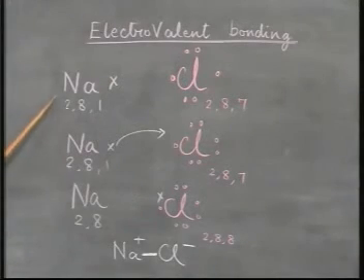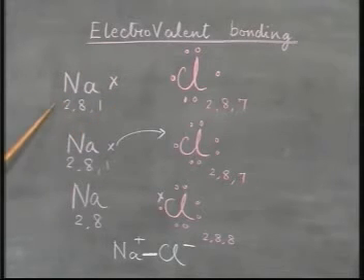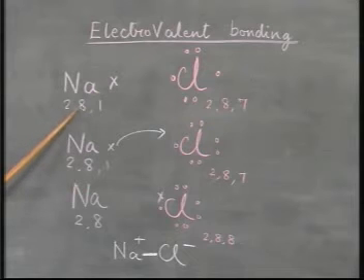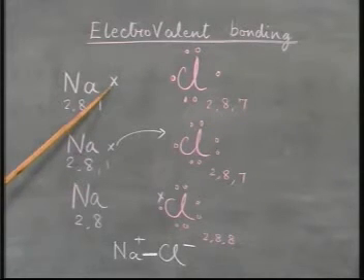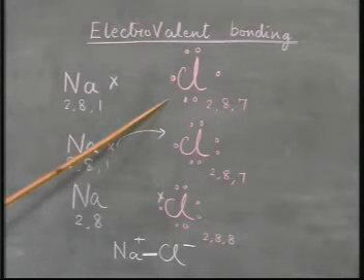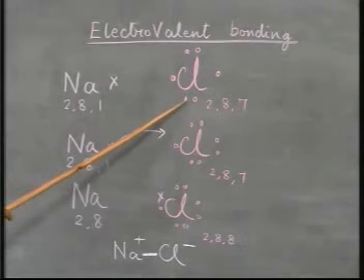Let us study here the kind of combination that might occur between a sodium atom and a chlorine atom. Sodium, with configuration 2, 8, 1, has one electron on the outermost shell. Now, for convenience, we show only the electrons of the outermost shell. Chlorine, with 7, has been depicted with its 7 electrons on the outermost shell.